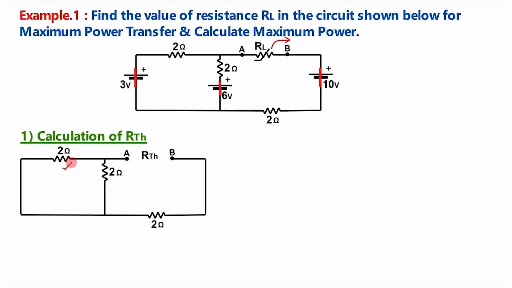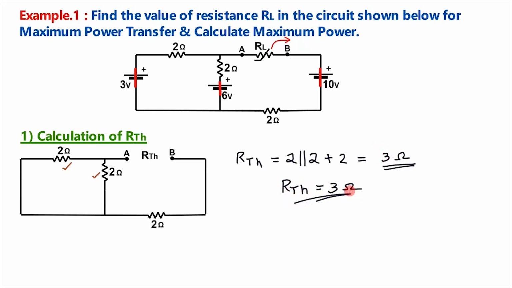Here, this 2 ohm and 2 ohm are in parallel, which is coming in series with this 2 ohm. We can write RTH is equal to 2 ohm in parallel with 2 ohm plus this 2 ohm which is in series. This gives the value 3 ohm. So RTH is equal to 3 ohm. As RTH is equal to 3 ohm, maximum power will be transferred when RL is equal to RTH, which is equal to 3 ohm. Next we will calculate VTH.